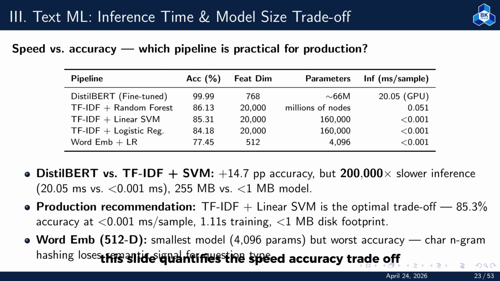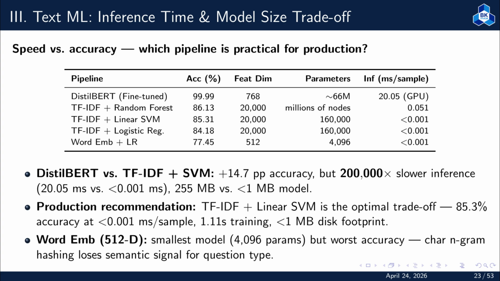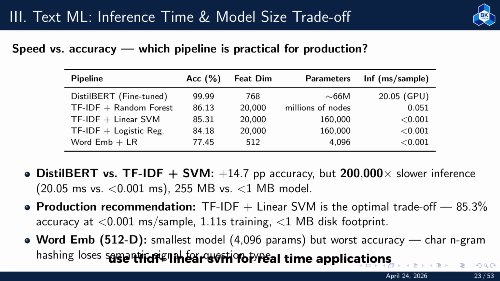This slide quantifies the speed accuracy trade-off explicitly. DistilBERT is 200,000 times slower than TF IDF plus linear SVM, 20 milliseconds versus less than 0.0001 milliseconds per sample. The model size difference is equally dramatic, 255 megabytes versus under 1 megabyte. Our production recommendation is therefore, use TF IDF plus linear SVM for real-time applications. It gives 85.3% accuracy at essentially zero latency with a tiny model footprint. Use DistilBERT only for offline or batch processing where accuracy is the top priority and latency is acceptable.